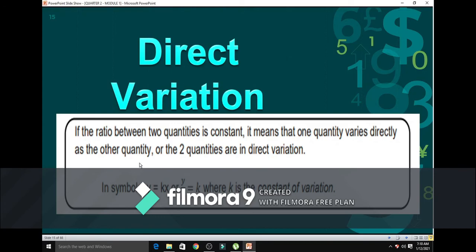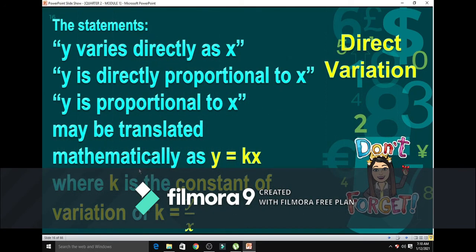So, para mas madali niyo matandaan, paano ba natin malalaman kung direct variation siya? The statements: y varies directly as x, or y is directly proportional to x, or y is proportional to x. So, yun yung mga words na mababasa natin para masabi natin that the statement is a direct variation: varies directly, directly proportional, and proportional.